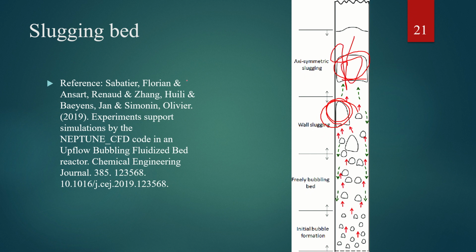This is taken from the paper, experiment supported simulation by the Neptune CFD code in an upflow bubbling fluidized bed reactor, from Chemical Engineering Journal. So if you want, you can read this paper. This is just an image reference to let you know how bubble formation turns into slug formation across the fluidized bubbling bed. So we'll go to question 13.